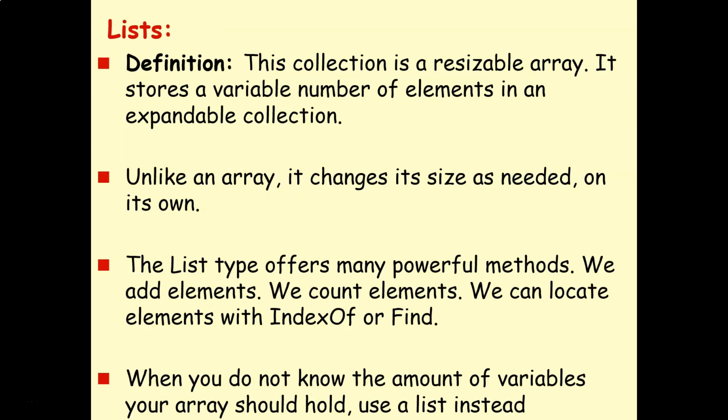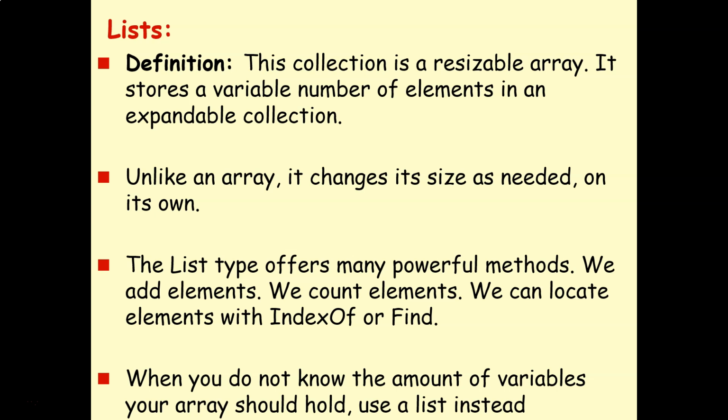Now we're going to move on to lists. An array that we've already looked at is a fairly primitive data structure. A list is like an array but with lots of extra features built onto it to make it a lot easier to use. So the definition: it's a resizable array. It can store a variable number of elements in an expandable collection. Unlike an array, it changes its size as needed on its own. The list type offers many powerful methods.